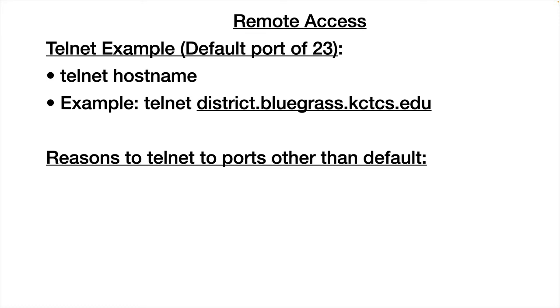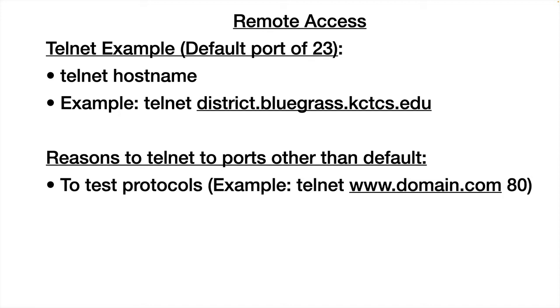I alluded to this a moment ago. There may be some reasons that you would want to use a port other than the default of port 23. One of them would be to test protocols. For example, you should know that port 80 is HTTP. So if you telnetted to some web server and said, I want to connect port 80, you would actually be talking to the web server and could, not in all cases, but some cases, interact with it, send commands, see what kind of prompts you get back.